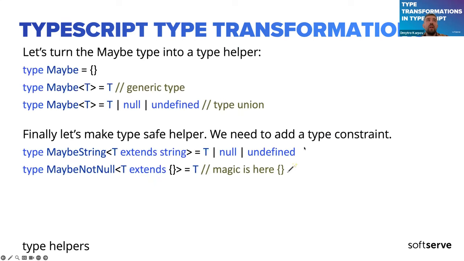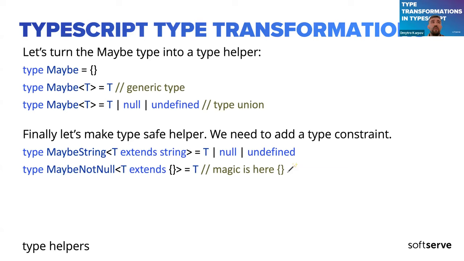So, a real example: let's turn the Maybe type into a type helper. Let's imagine we have a type which is Maybe, and now I'm talking about the very first line. Now we move into the second line of the example, and apparently Maybe becomes a generic type. I hope some of you are already familiar with generics, because I'm not going to stop on generics, it's a separate topic. So let's go to the third line. We define the Maybe type by extending the original generic type with null and undefined.